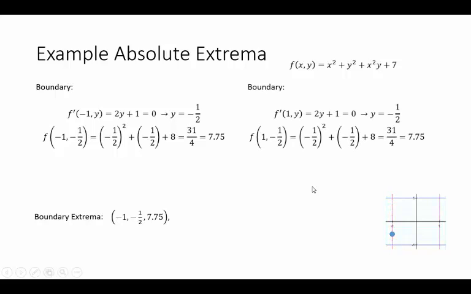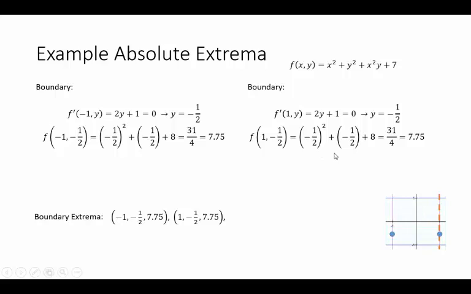Now let's go to the next boundary where x is equal to 1, y is varying again. So we'll take a look at when x is equal to 1 in the original function. Now it's only a function of y. Take the derivative with respect to y, set it equal to 0, and you get y is equal to negative 1/2 again. So when x is positive 1, y is equal to negative 1/2. Put that into the function, and you get 7.75. And so now we have two possible points.